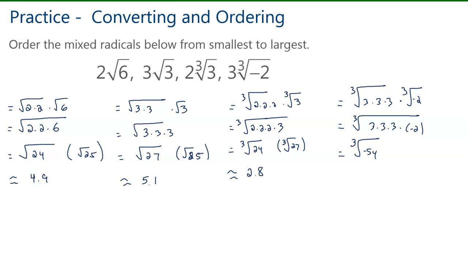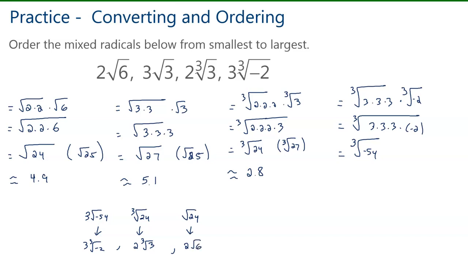So here's our numbers. We'll have the cube root of negative 54, which is 3 and the cube root of negative 2. The smallest number from the other three is 2.8, and that is the cube root of 24, and that is 2 and the cube root of 3. The next biggest number is 4.9, which of course is the square root of 24, which in its original form was 2 and the square root of 6.